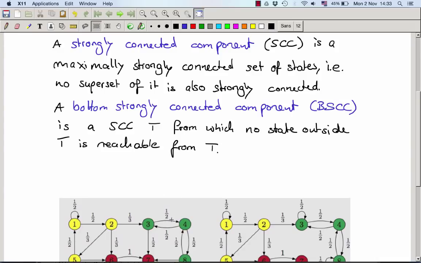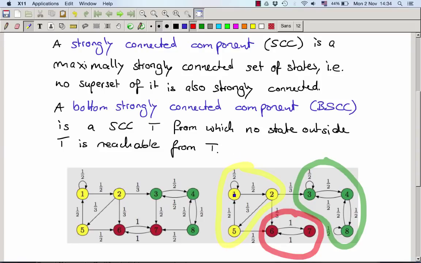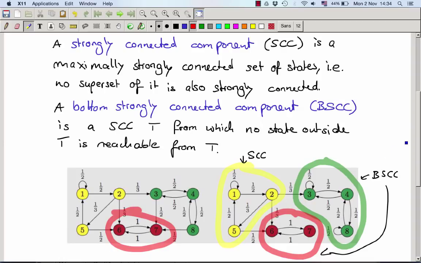Meaning, if we go back to the example, the yellow component is not bottom because you can reach other states outside of T. This here is bottom because you cannot leave it. And this here is bottom. So this is a BSCC, and this as well. And this is only an SCC here. Here in this example, what we have is that only this one here is bottom.